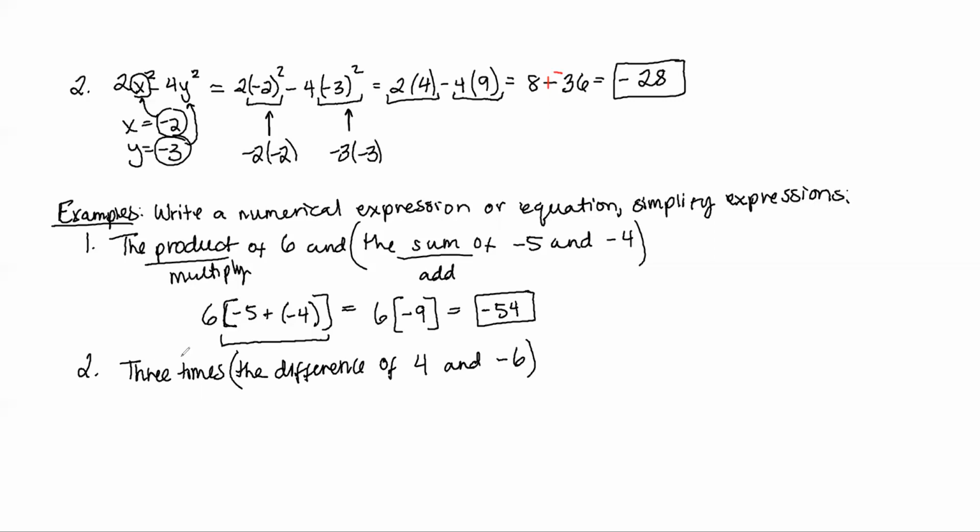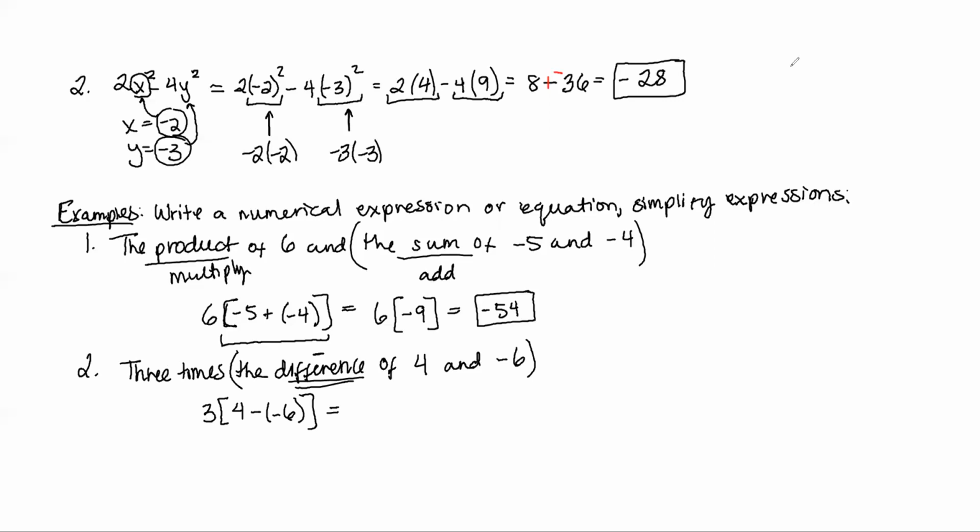So we're going to do that difference first, and I'll put it in brackets because we're working with more negatives. Difference means subtraction. So we want to go ahead and subtract 4 and -6. So 4 minus -6 in parentheses. And then we want 3 times this difference. So I'm going to multiply this by 3.